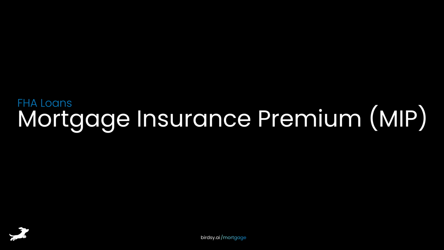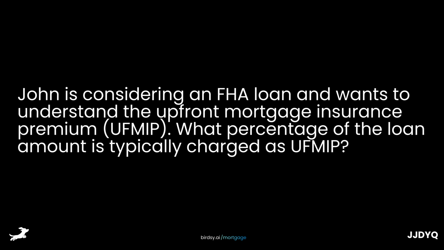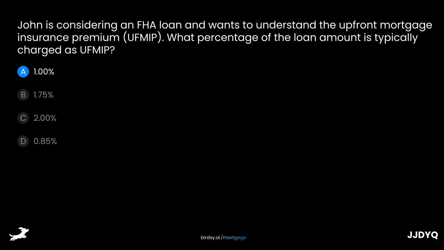Mortgage insurance premium. John is considering an FHA loan and wants to understand the upfront mortgage insurance premium. What percentage of the loan amount is typically charged as UFMIP? Is it A, 1%, B, 1.75%, C, 2%, or D, 0.85%? The answer is B, 1.75%.